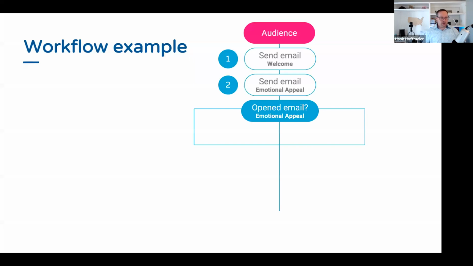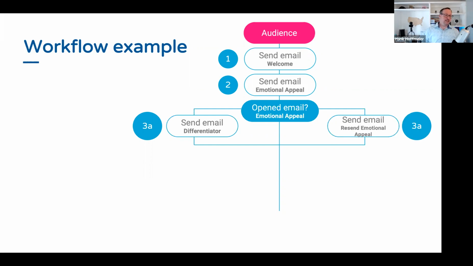Then what we can do is check, did they open that emotional appeal email? If they did, we're going to send the next one in the series. That's going to be the differentiator email: what makes us different from our competitors? Maybe they didn't open that. We're going to resend that with a different subject line because it is an important email. We want to tug at the emotional heartstrings of our subscribers.